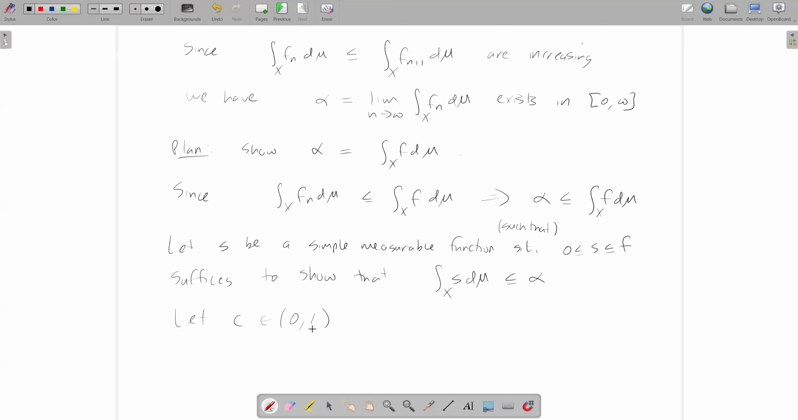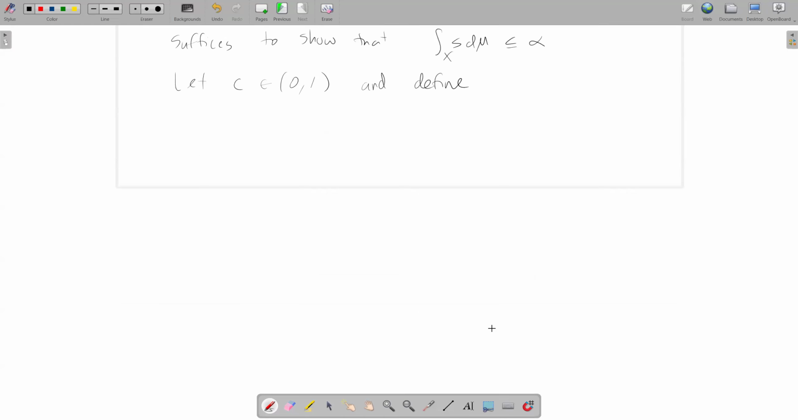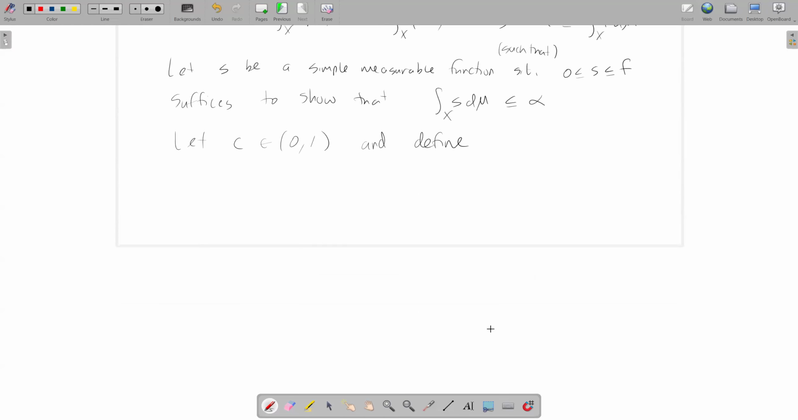But the results that we need don't work for c equals 1. So we're going to let c be less than 1, very slightly, and then use a limit to plug the gap. That's our plan. Okay, define sets E_n, which are equal to the set of x so that f_n of x is greater than or equal to c times s of x.